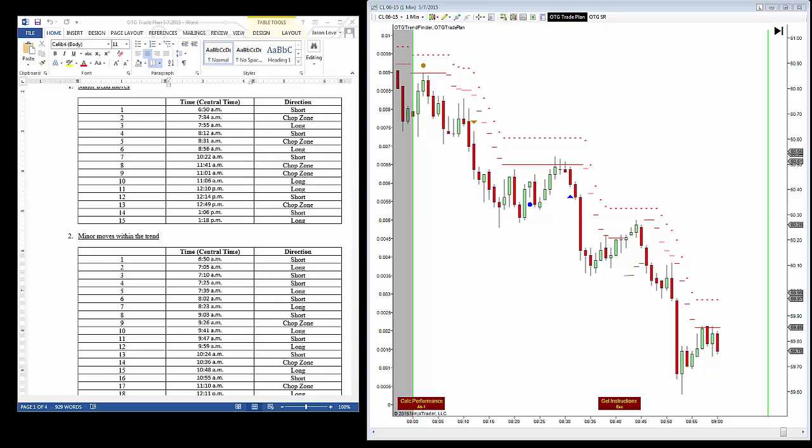You're looking at a couple of different things here. First of all, on the left-hand side of the screen, this is the trading plan from May the 7th. And on the right-hand side of your screen, a 1-minute chart from May the 7th as well.